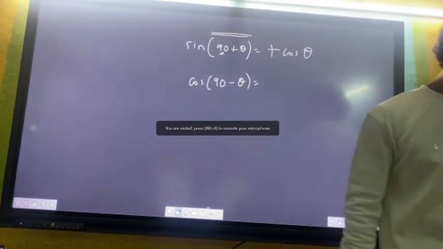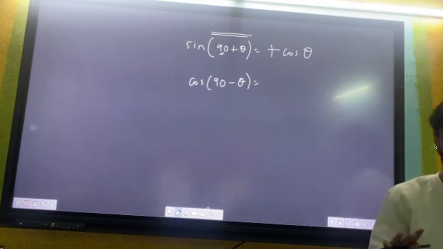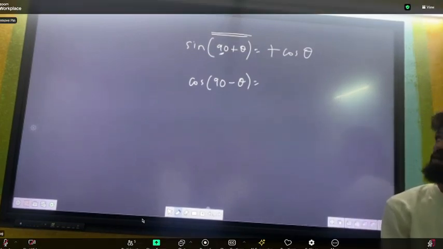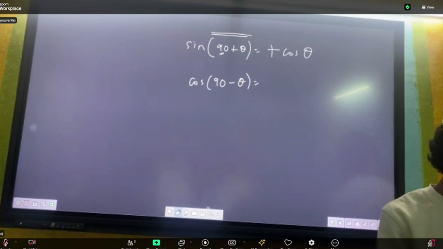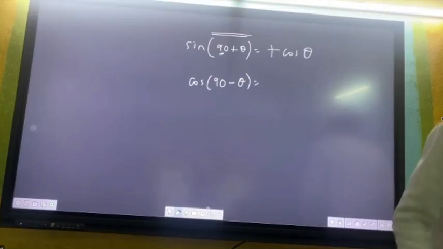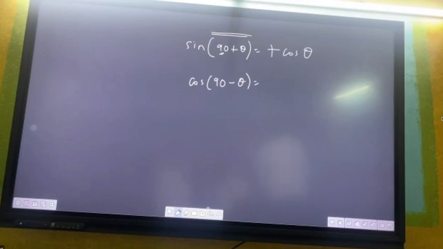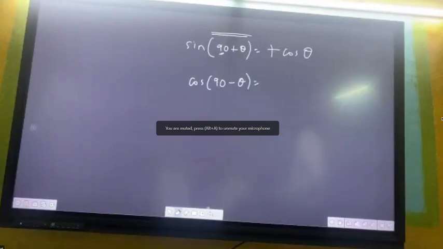Next. Titus, you tell me the answer. Full answer, tell me. 90 minus theta is correct. Everything is positive here. Same question, two different answers.